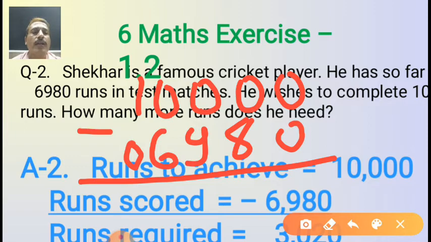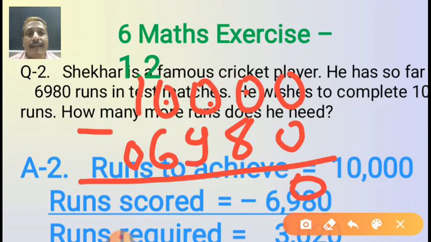Okay, now look here, 0 minus 0, 0. 0 minus 8 possible? No. So this 0 will move to this 0 in the 100 place. The 100 place is also 0. Now this 100 will move to the 1000 place, 1000 is also 0. So now this thousand will move to the 10,000 place.